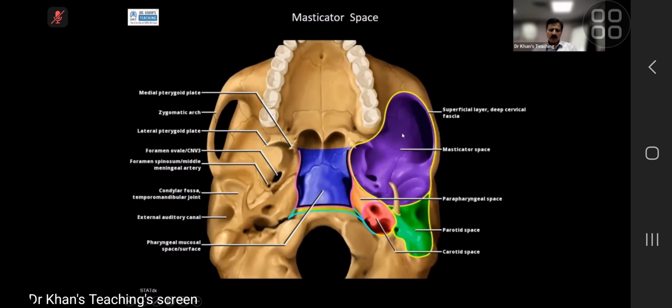So masticator space is this purple space and foramen ovale, carotid space and jugular foramen. We have done that. Parotid space and the stylomastoid foramen, from where the facial nerve comes out. And of course, this is the pharyngeal mucosal space.